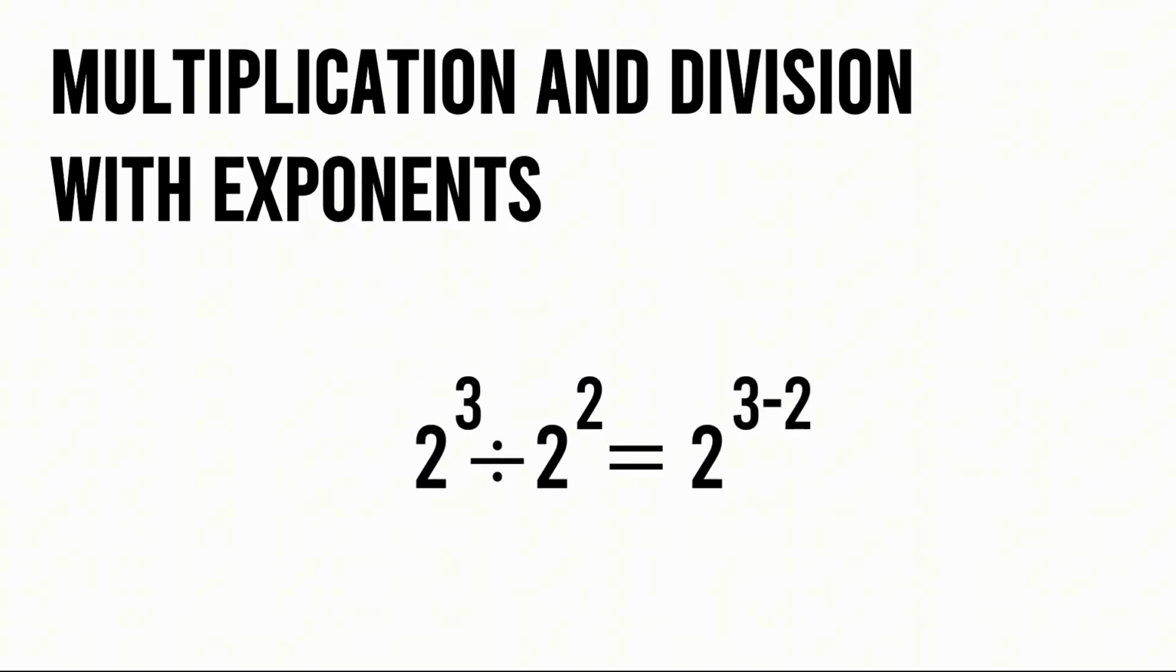2 to the 3rd power divided by 2 to the 2nd power. In multiplication, we added the exponents. In division, we subtract them. So let's do 2 to the power of 3 minus 2 equals 1.